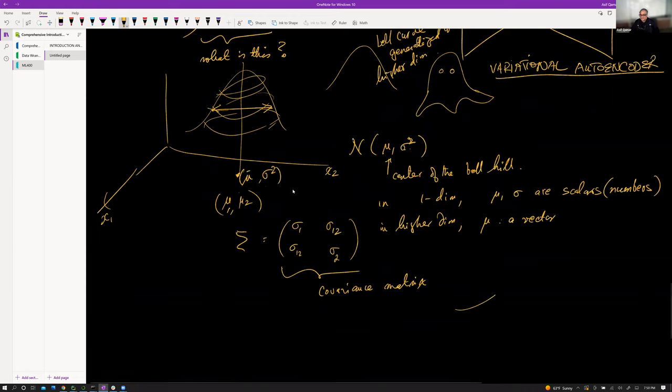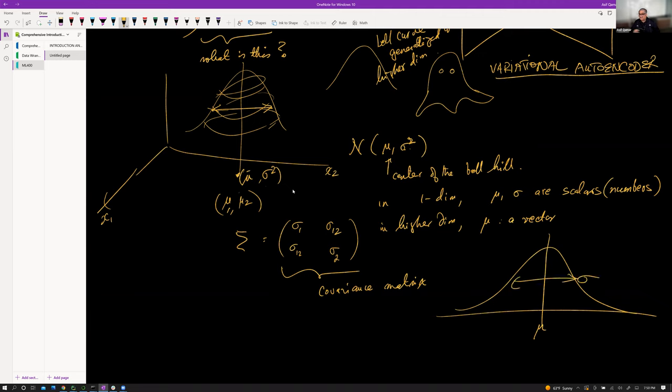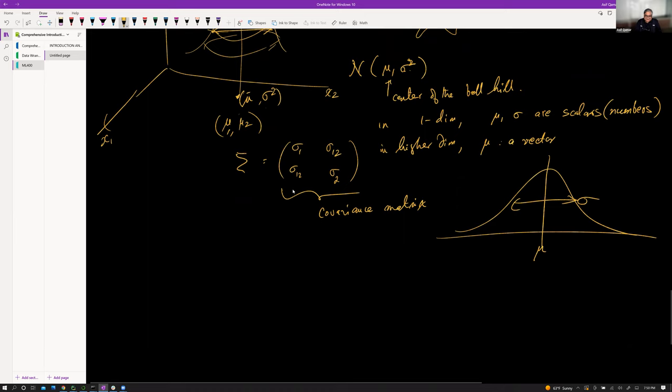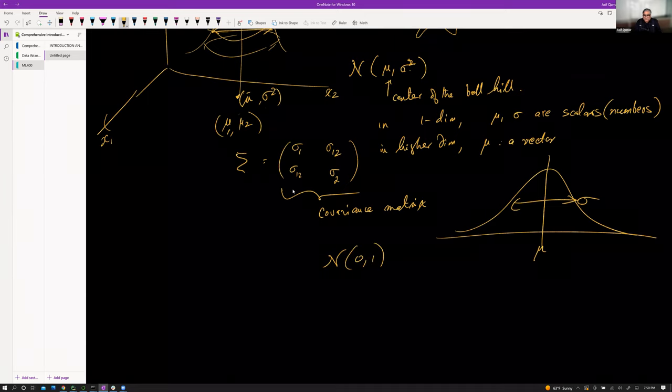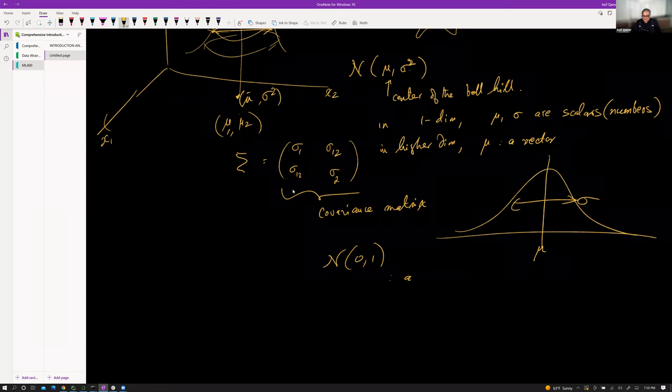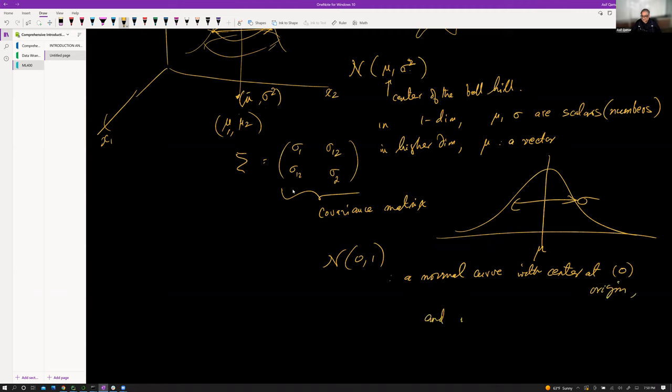Remember that in one dimension, a bell curve is this. Its center is mu, its variance is sigma. How spread out it is, is sigma. So go with that. So when you say N, 0, 1, what do we mean? We mean a normal curve with center at 0, the origin, and with unit variance, 1. Would you agree?